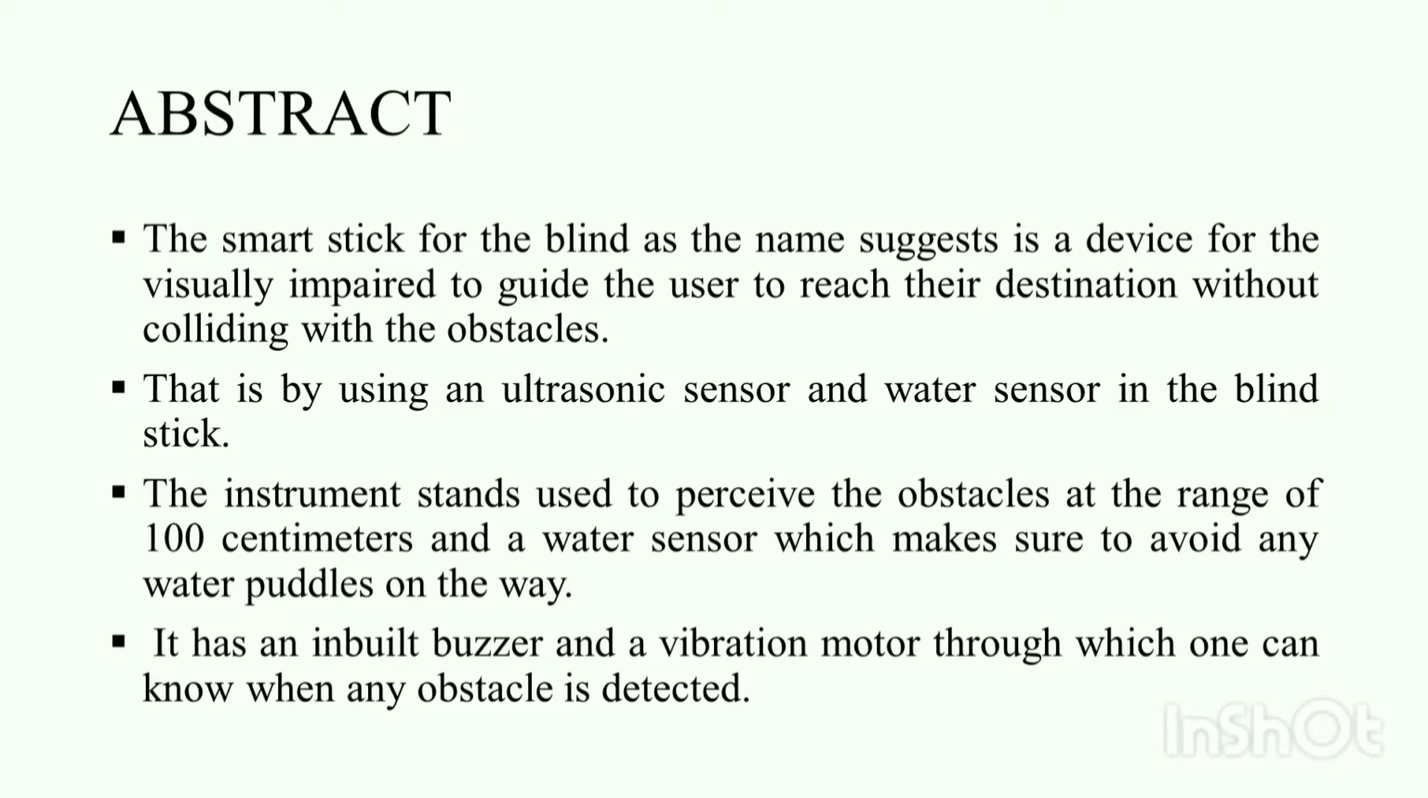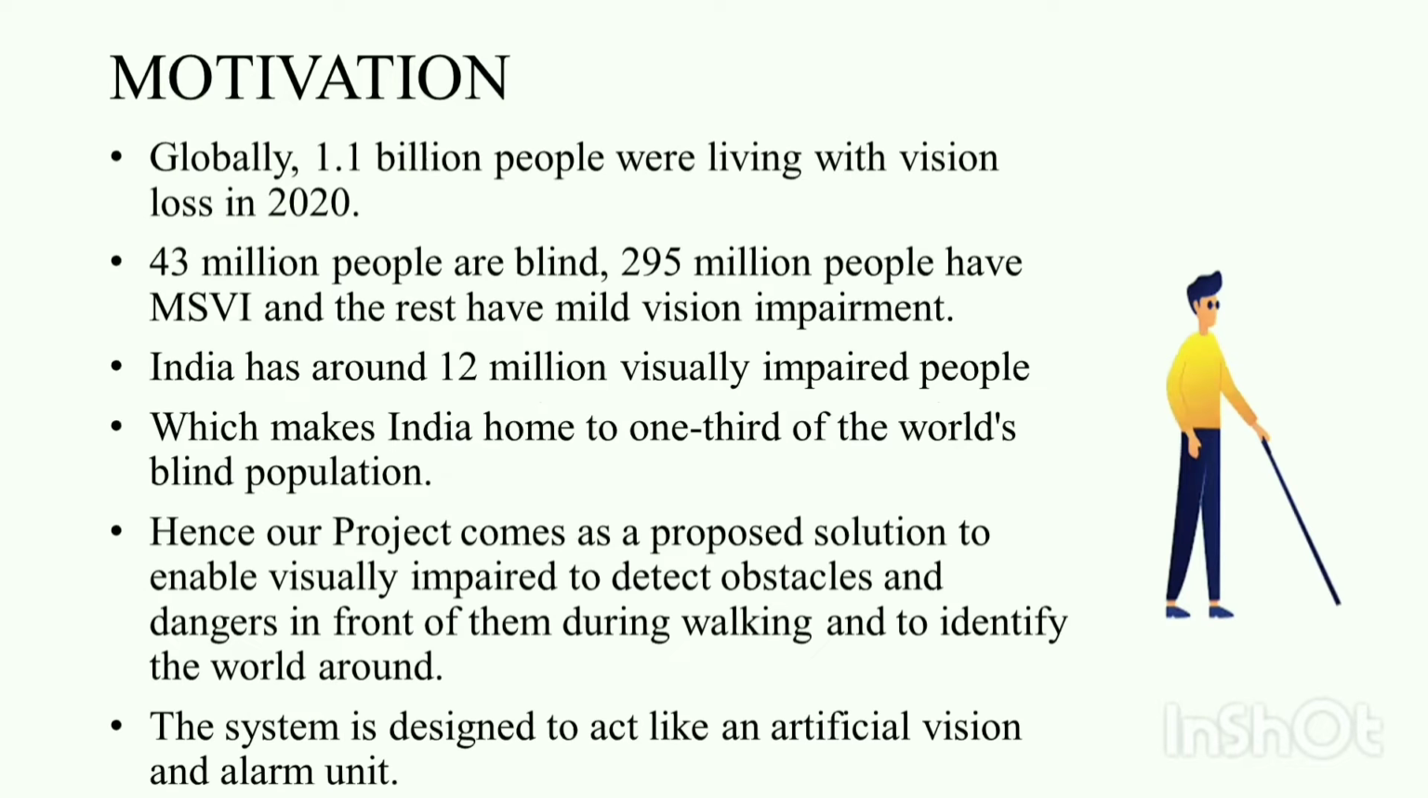Now let us go to the motivation. Globally, 1.1 billion people were living with vision loss in 2020 and 43 million people are blind. 295 million people have moderate to severe vision impairment (MSVI) and the rest have mild vision impairment. India has around 12 million visually impaired people due to many reasons. One of the main reasons can be diabetes, which makes India home to one third of the world's blind population.